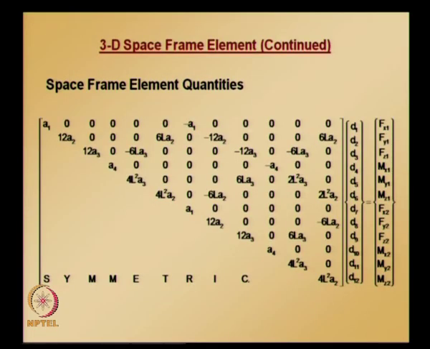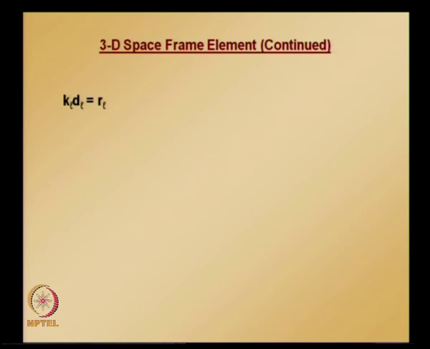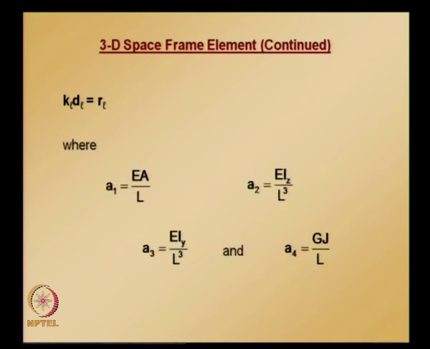Here we have some coefficients a1, a2, a3, a4, and we have seen in the last class what these are. The element equation in the local coordinate system can be written compactly in this manner: KL dl is equal to RL, and the coefficients are given here. In a way, the first coefficient a1 is a measure of axial rigidity, coefficients a2, a3 are a measure of flexural rigidity, and a4 is for torsional rigidity. Using these element equations we can assemble for all frame elements, and each of these equations we need to convert into the global coordinate system.